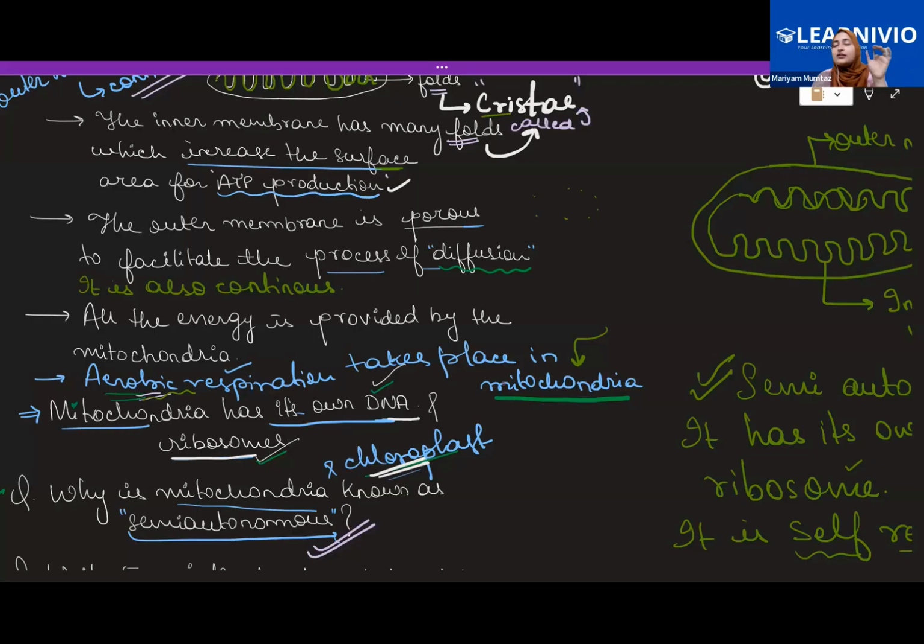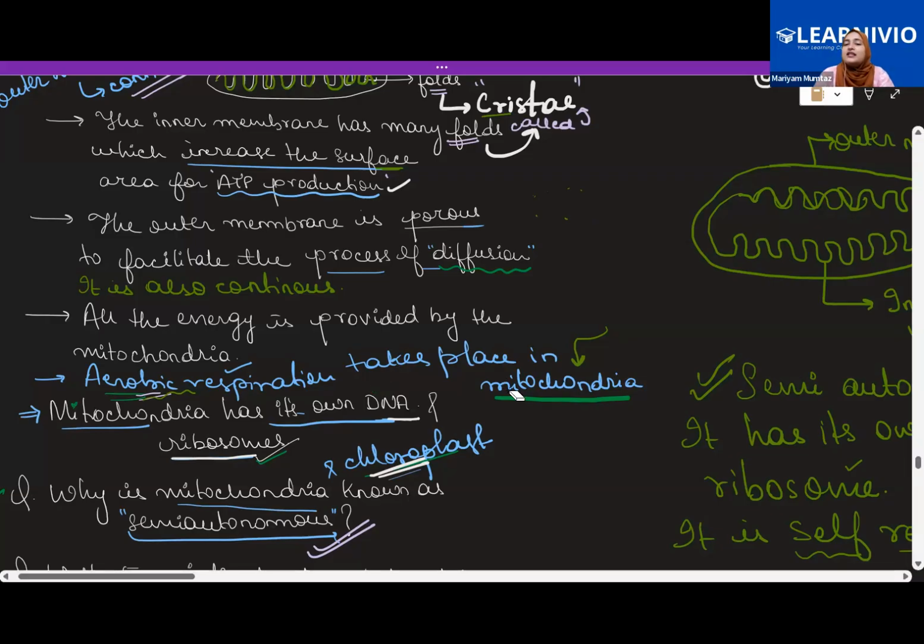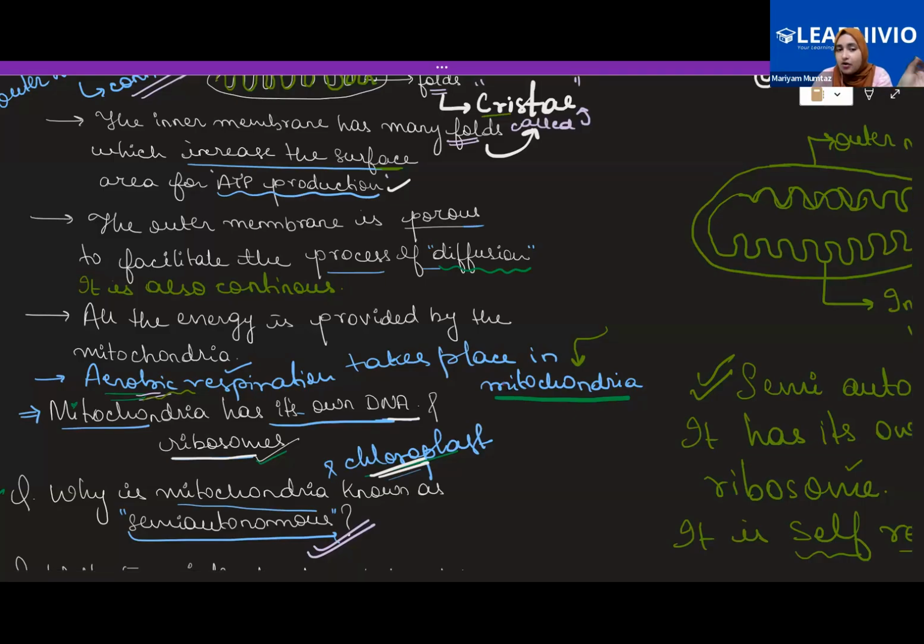Now, all the energy that is required by our cell anywhere, whenever energy is required, the energy is provided by the mitochondria. Why? Because it is the storehouse of the energy. This is where all the energy in terms of the cell has to be synthesized, and that too in the form of ATP. Now, aerobic respiration is a kind of respiration that takes place in the mitochondria. So remember that apart from synthesizing energy, the mitochondria is also a site of aerobic respiration.